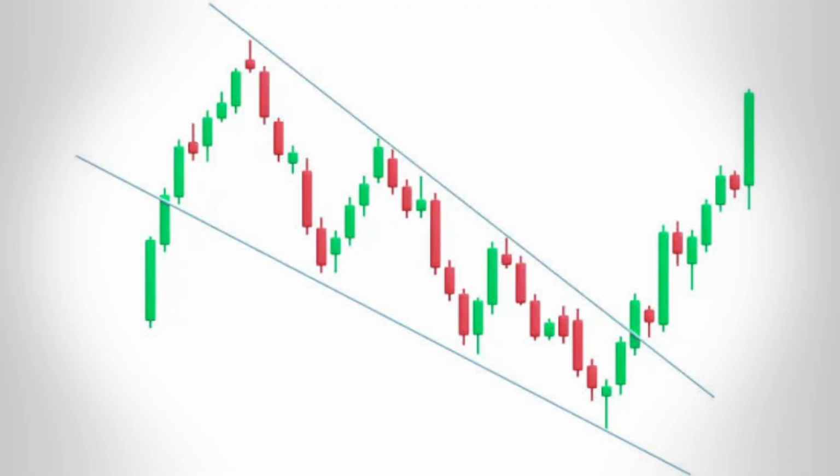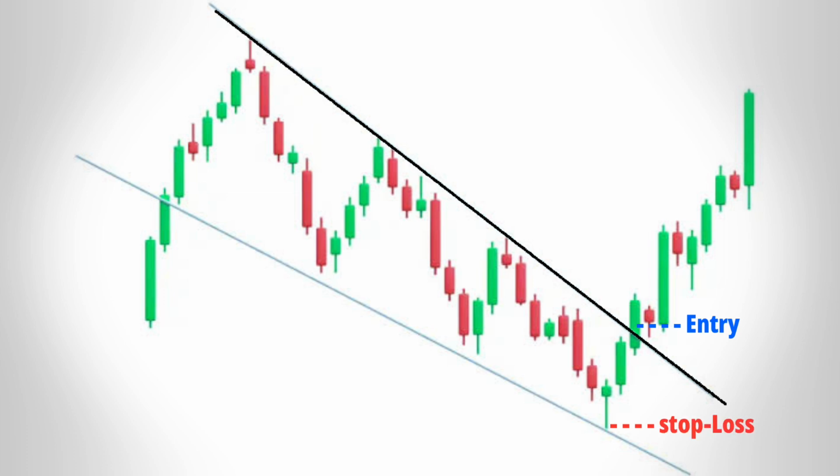Here's how to trade the falling wedge pattern. Wait for a clear breakout above the wedge's upper trend line. Enter a trade after the breakout candle closes. Place your stop loss below the recent swing low. For take profit, your target can be the widest part of the wedge projected upwards from the breakout point.